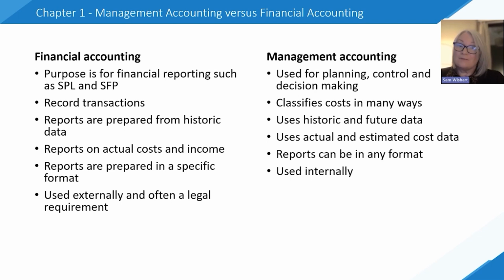So we're using information from what's happened in the past. We might report on the profit for the business over the last 12 months. Or the statement of financial position is at a particular point in time. So it's using those historic costs. And it reports on actual costs and income. There's no estimation really in financial accounting. It's all based on known figures.